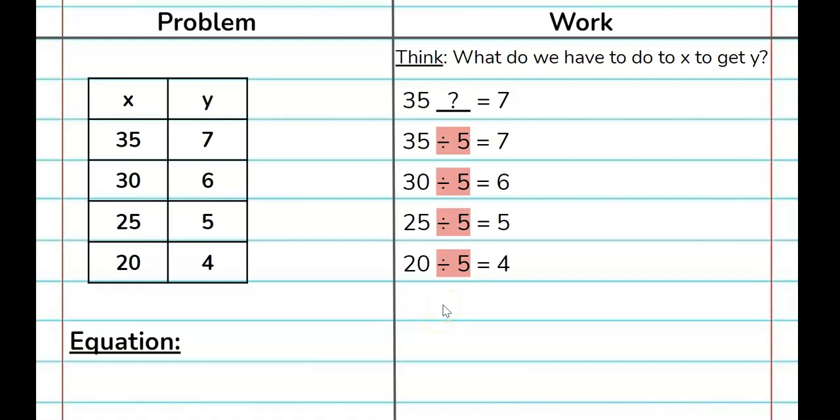What I just found out here is that my rule is divide by 5. Again, we are going to put that in the equation. So all of these numbers represent our x column. All of these numbers represent our y column. So what I found out is x divided by 5 is going to give me y. We can write it this way, or we can write it this way. Y equals x divided by 5. Make sure you have all of this written down.